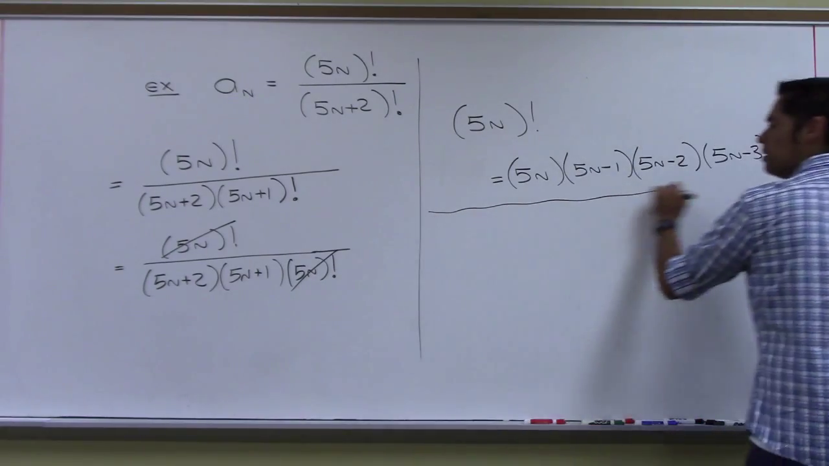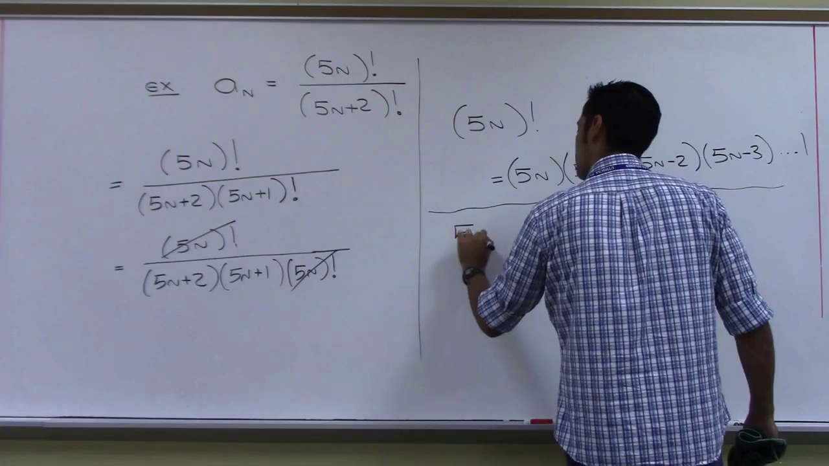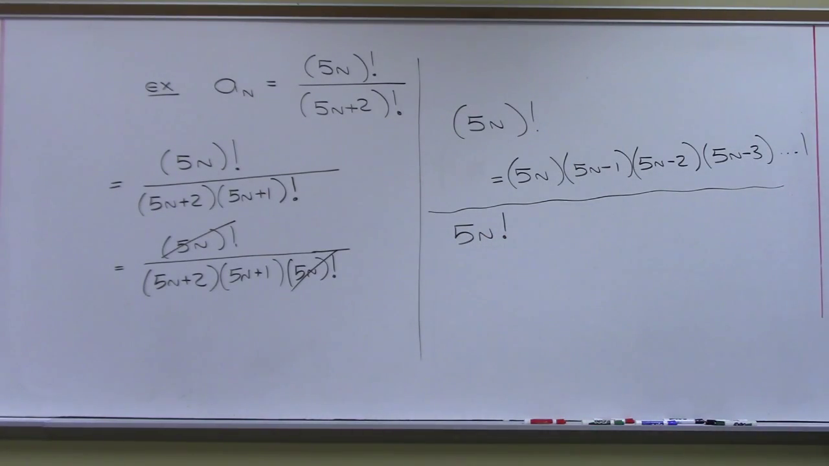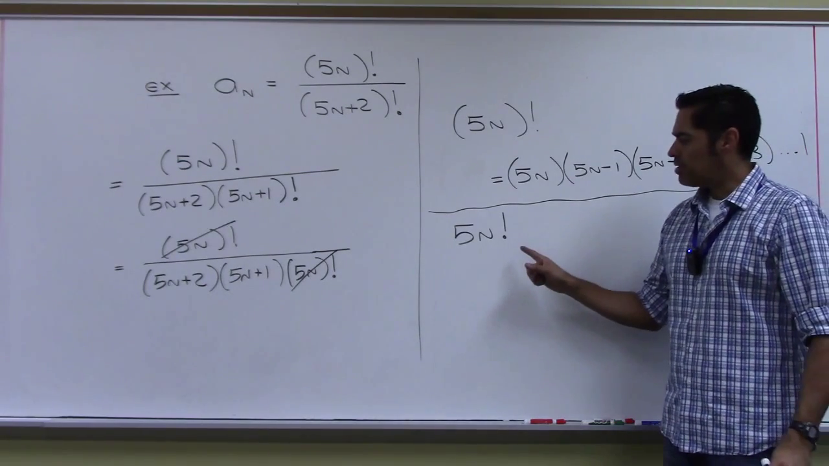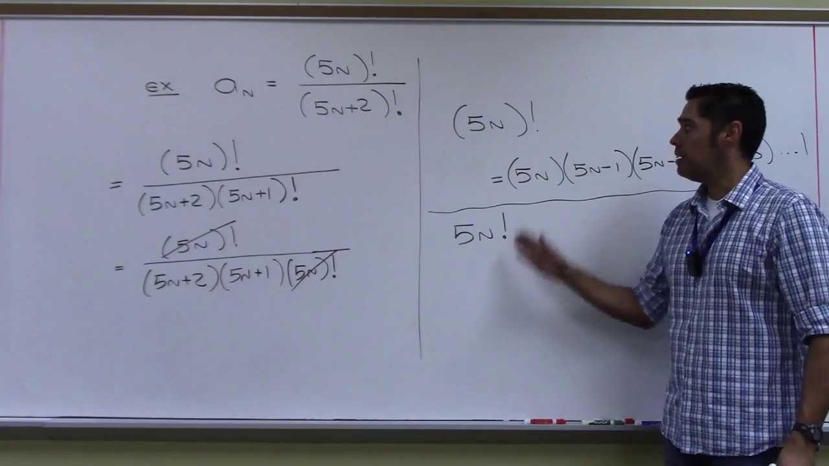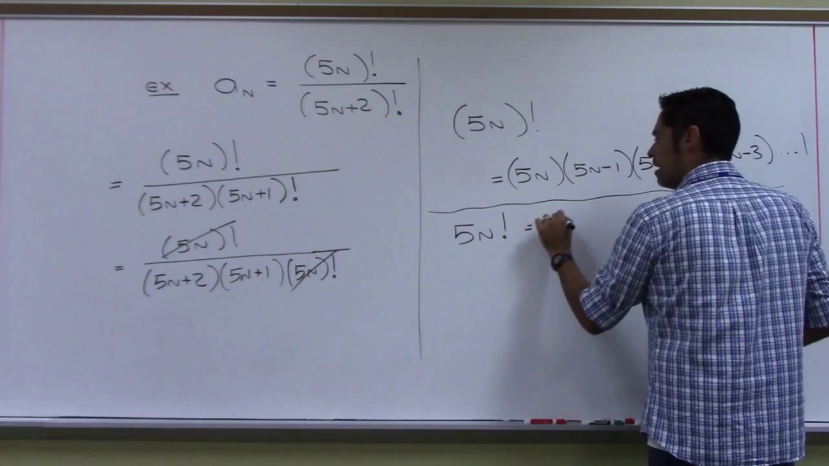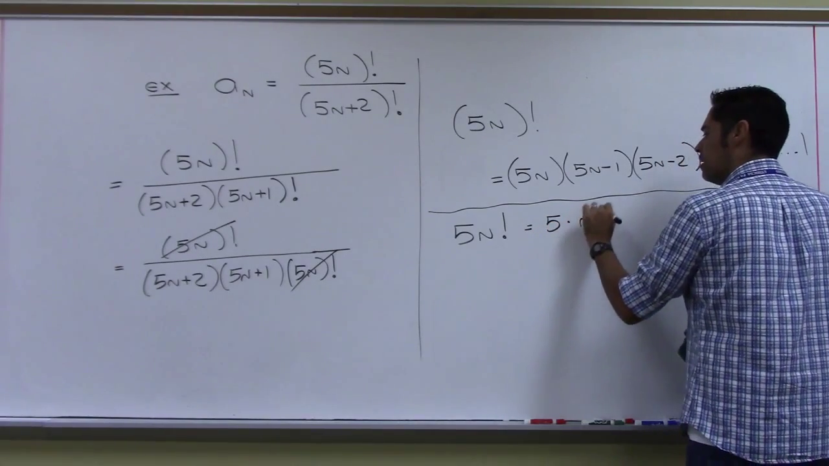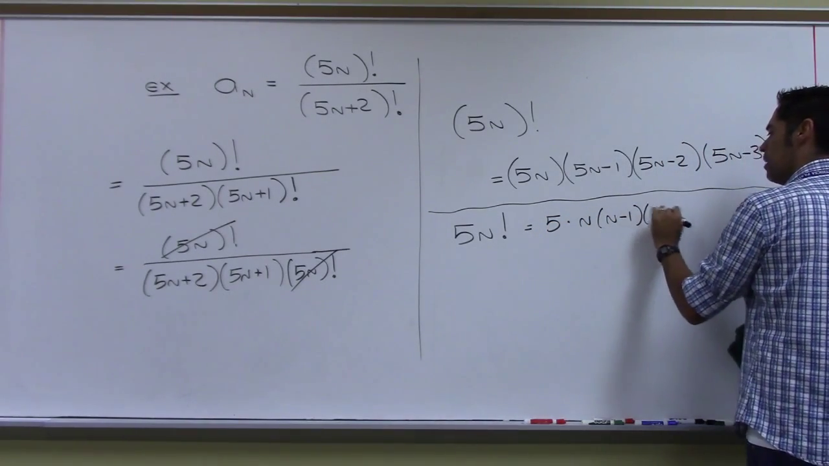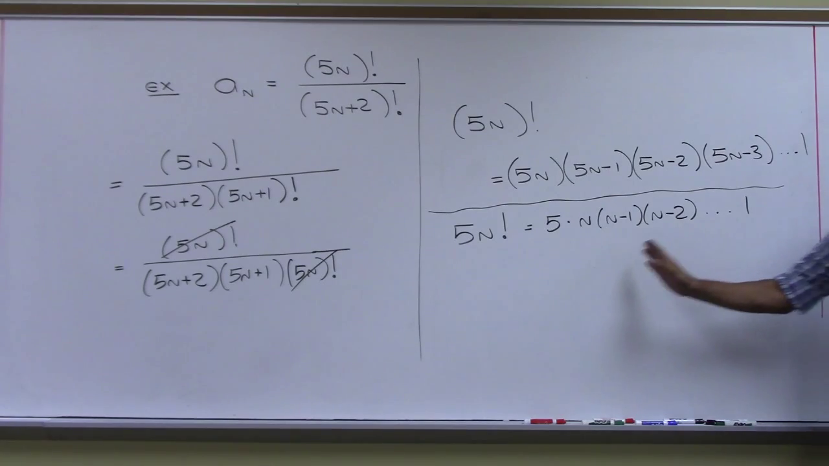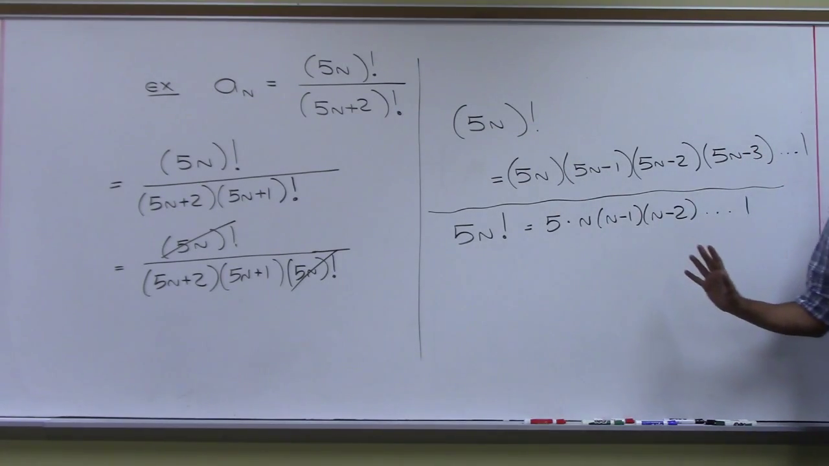Compare that to this. What's the difference? What's the factorial on here? Just the n. Here, it's the whole thing. So the difference between these two expressions is that this is 5 times n minus 1 times n minus 2 all the way down to 1. See the difference between that? Critically important that you understand those parentheses mean a big, big thing there, right?